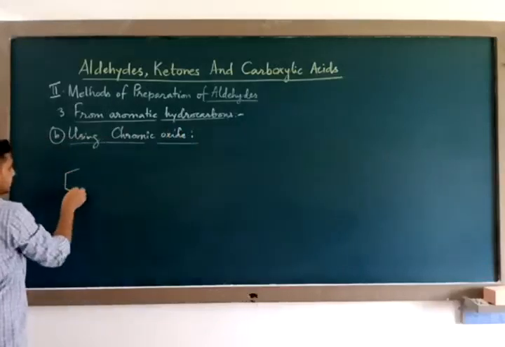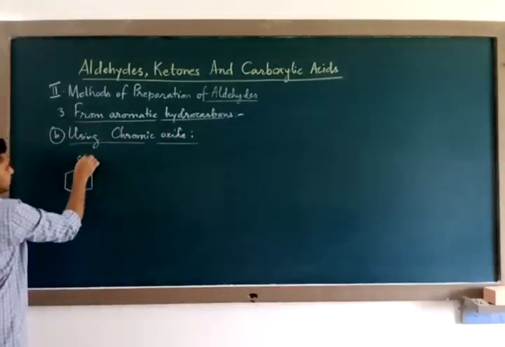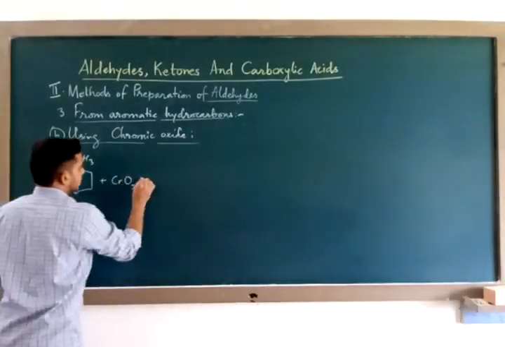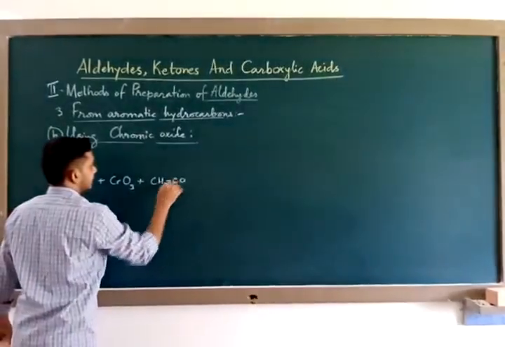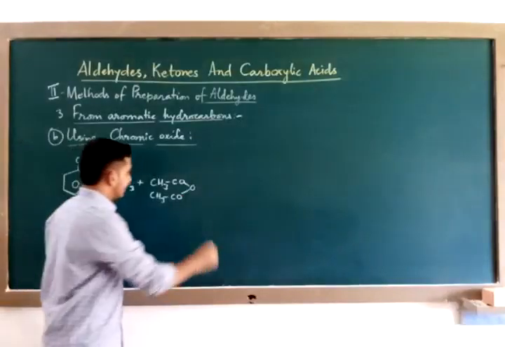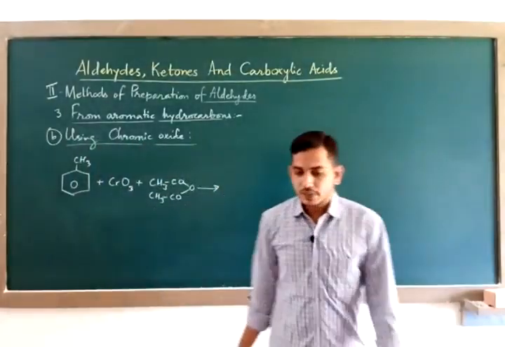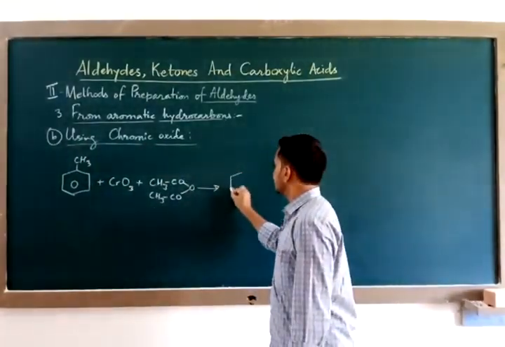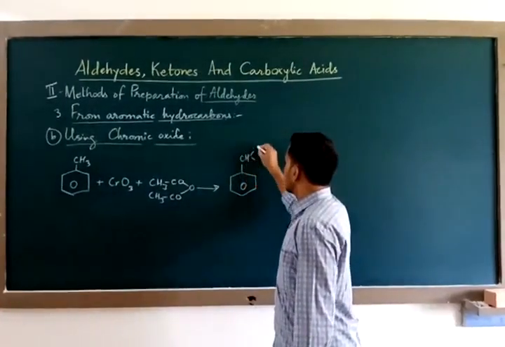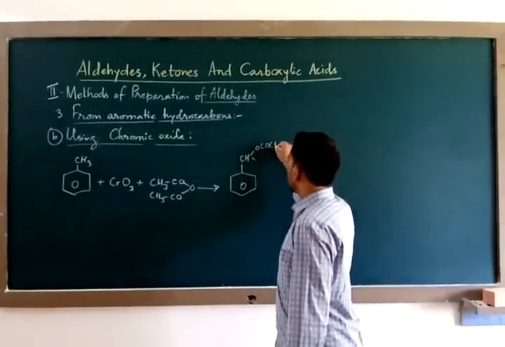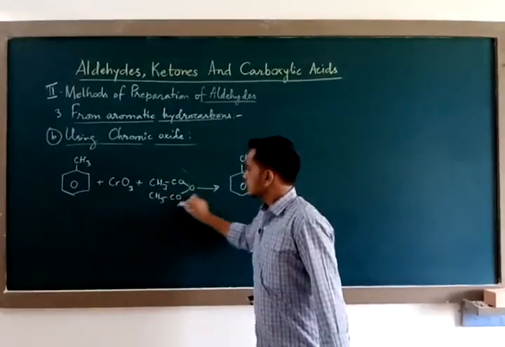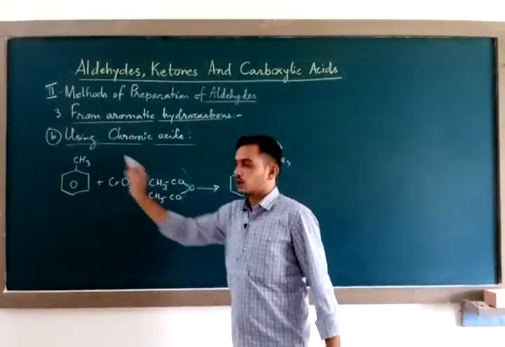Again the same, use toluene plus chromic oxide, CrO3, in the presence of acetic anhydride. In the presence of acetic anhydride, you will get this part remains as it is. Here CH(OCOCH3)2 means these two acetyl groups will go and attach on toluene.